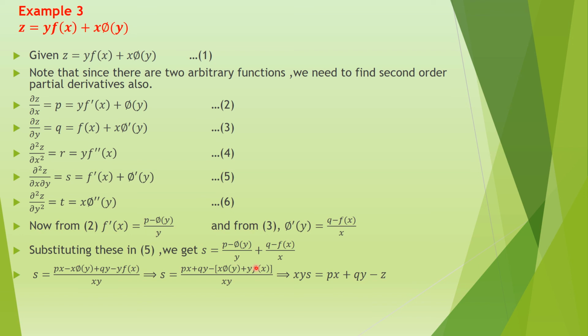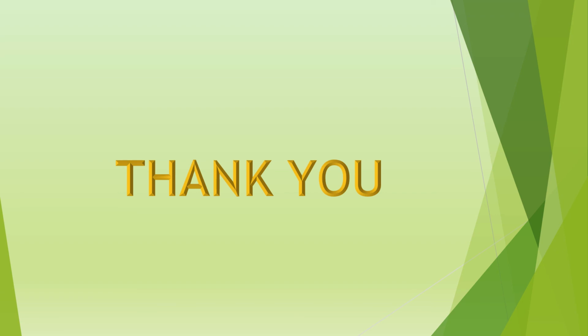Look at what is this from equation 1. This is nothing but z. So I'll write it as xys is equal to px plus qy minus z. Or if I write the other notation, xy into s means dou square z by dou x dou y plus z is equal to x into p means dou z by dou x plus y into dou z by dou y. This is all about this video, formation of PDE. Thank you for watching.